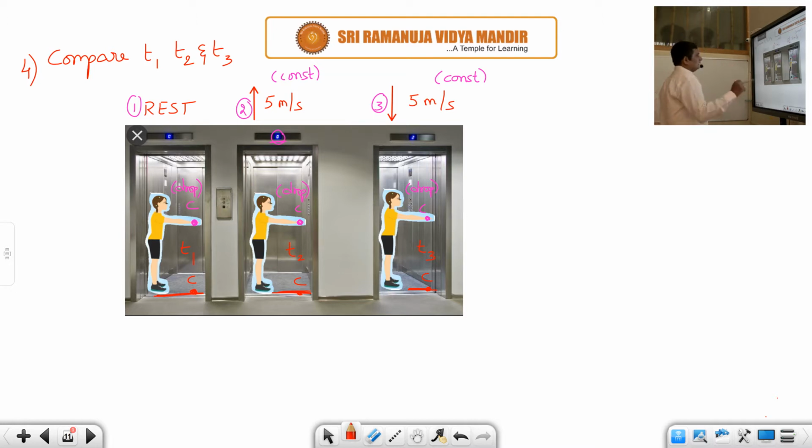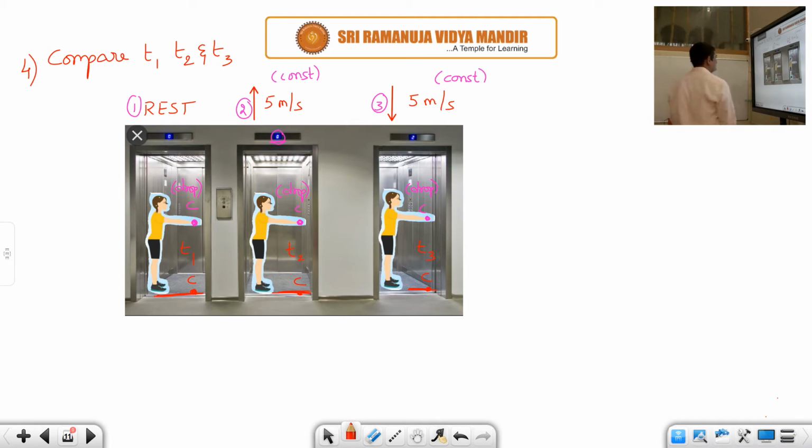Now definitely the coin will reach the floor of the lift. So if the time is t1 in the first case, t2 in the second case, and t3 in the third case, which one will reach first and which one will reach last? Compare t1, t2, t3. I hope, students, you must have done this one. What is the answer? I think you know. The answer is all times are the same.